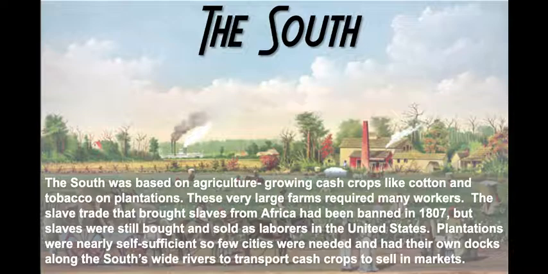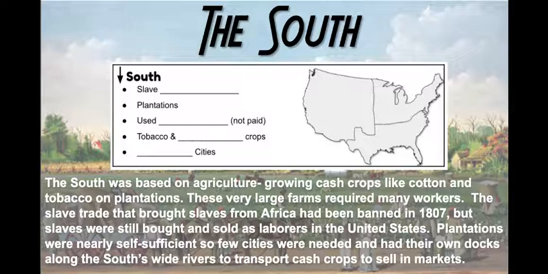Our second region is the South. The South was based on agriculture, growing cash crops like cotton and tobacco on plantations. Cash crops are crops that are sold for money. So things that you can export and sell to other areas to make cash. These very large farms required many workers. The slave trade that brought slaves from Africa had been banned in 1807, but slaves were still bought and sold as laborers in the United States.